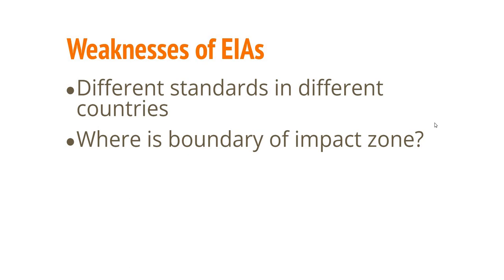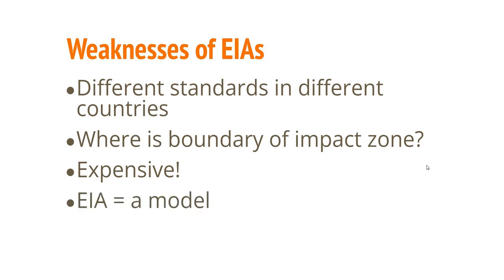Where's going to be the boundary of your impact zone? So if I look back on that factory, that storage facility I was just building, is it just the immediate area or the entire city? If it's close by a river, does that mean that it affects the whole state? Where do we draw the line? It's very expensive. You have to hire people who really know what they're doing, and it takes a long time to do an EIA, especially if it's a major facility here. It's just a model. It may not work out exactly the way you plan it to work out.